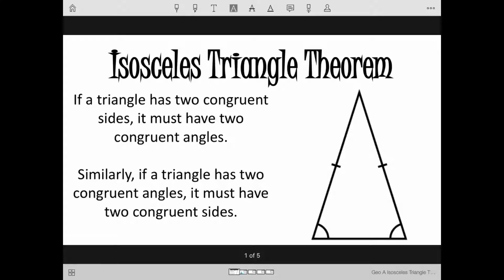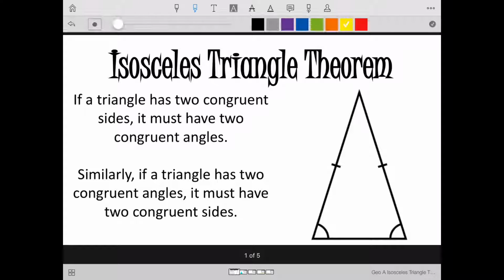Hello, in this video we are exploring the Isosceles triangle theorem. The Isosceles triangle theorem says that if a triangle has two congruent sides, it must have two congruent angles. So let's look at our picture. We have two congruent sides. It also says that if we have two congruent sides, we need to have two congruent angles.